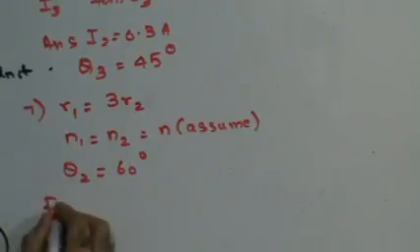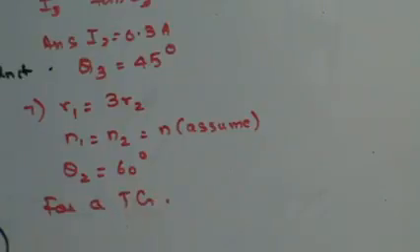Now, for a tangent galvanometer, I know that BH is equal to mu 0 N I upon 2R tan theta.